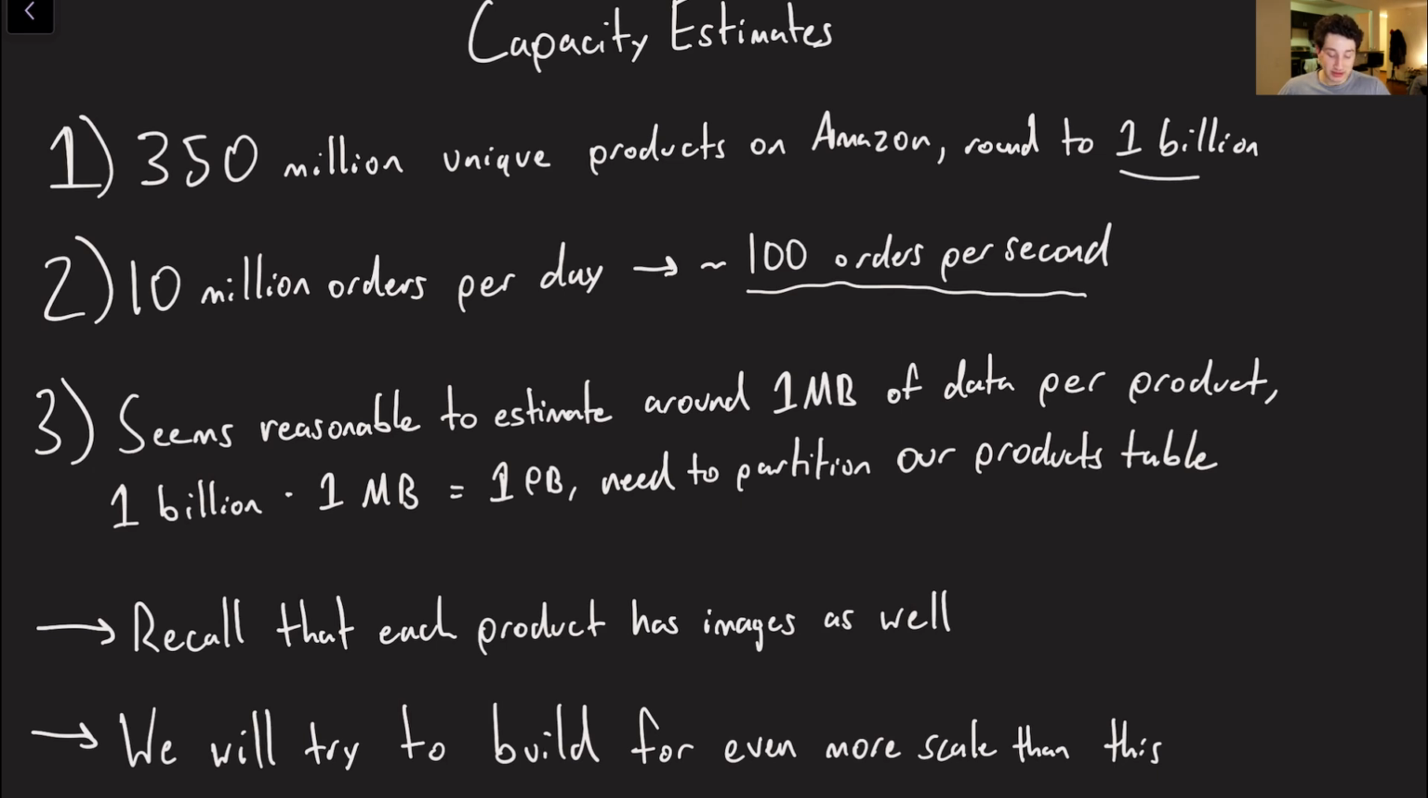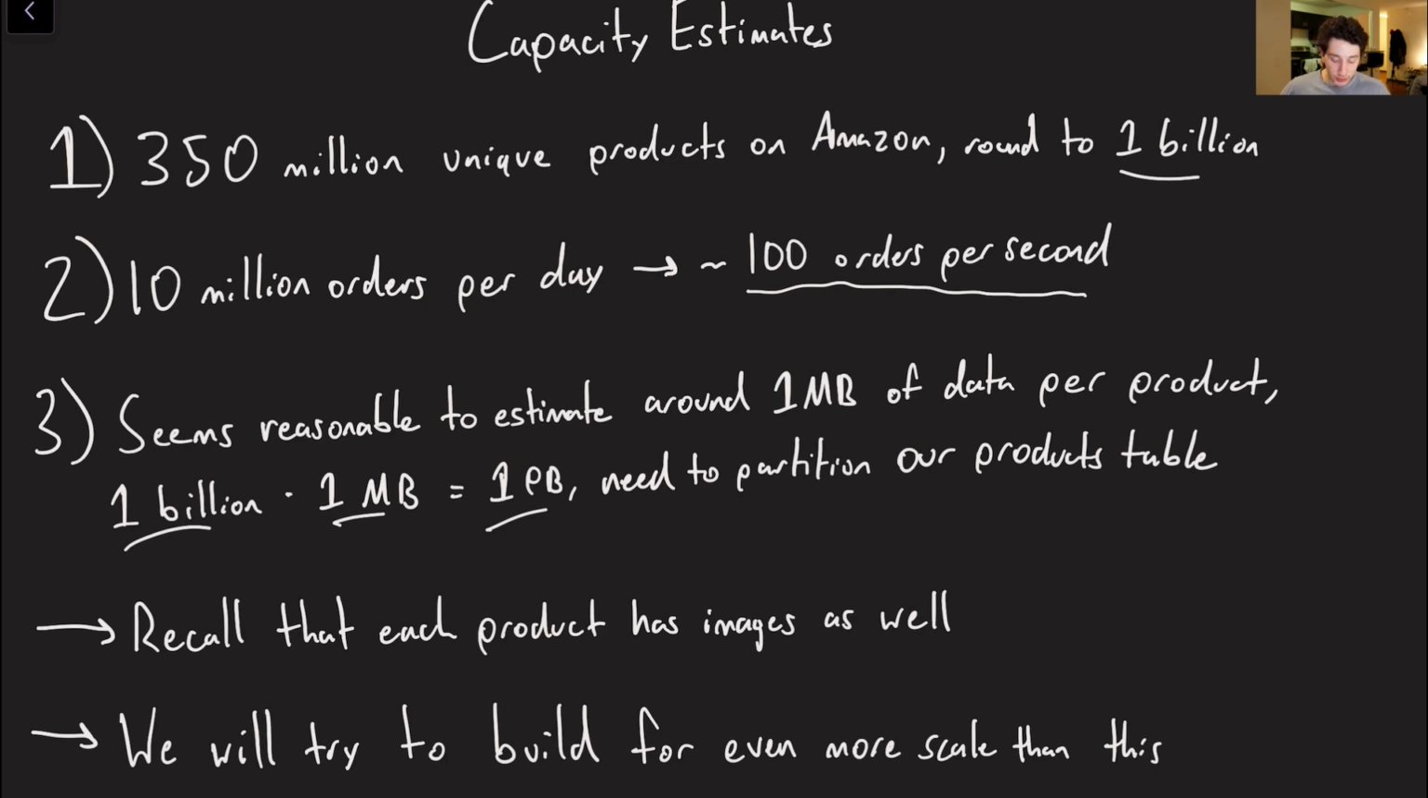The next thing is that I basically start getting really hand-wavy here and say, let's estimate we have around a megabyte of data per product. If we multiply our billion products by our megabyte of data, that's around a petabyte of total data. So we're obviously going to be needing some partitioning over our products database, which is not a huge deal. Keep in mind, all these products have images, so at some point we want to throw them in S3, maybe use a CDN to speed up those load times.